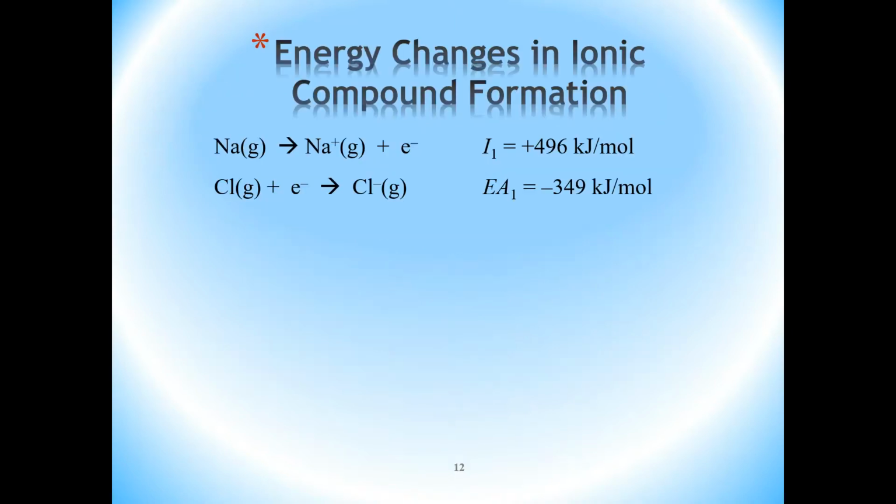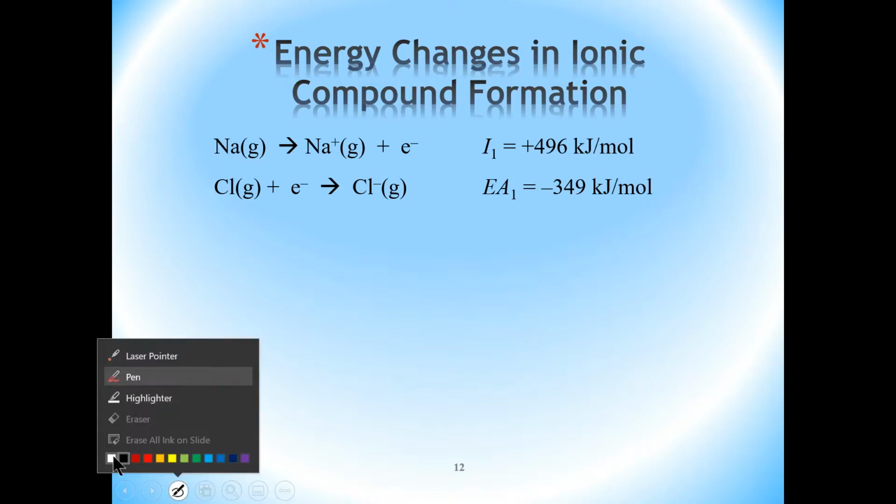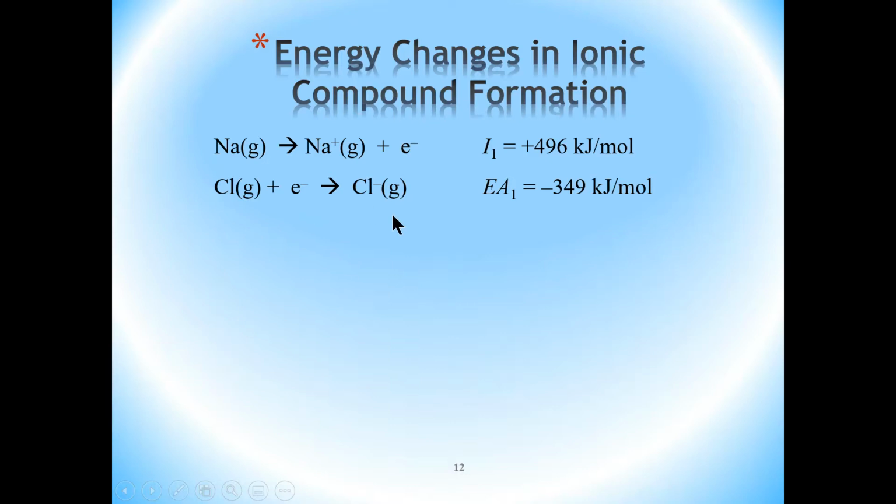So let's talk about energy changes in ionic compound formation. What is being shown here? Let me go back to my pointer. What is being shown here is the energy changes that take place when sodium loses an electron, in other words, the first ionization energy, and the electron affinity for chlorine. In other words, the energy changes that take place when the electron is added to the chlorine gaseous atom to form the chloride ion.